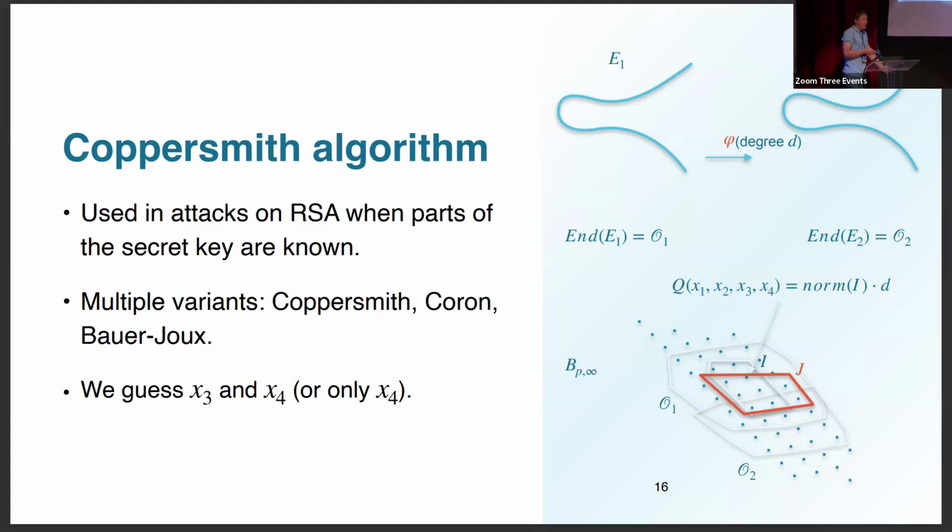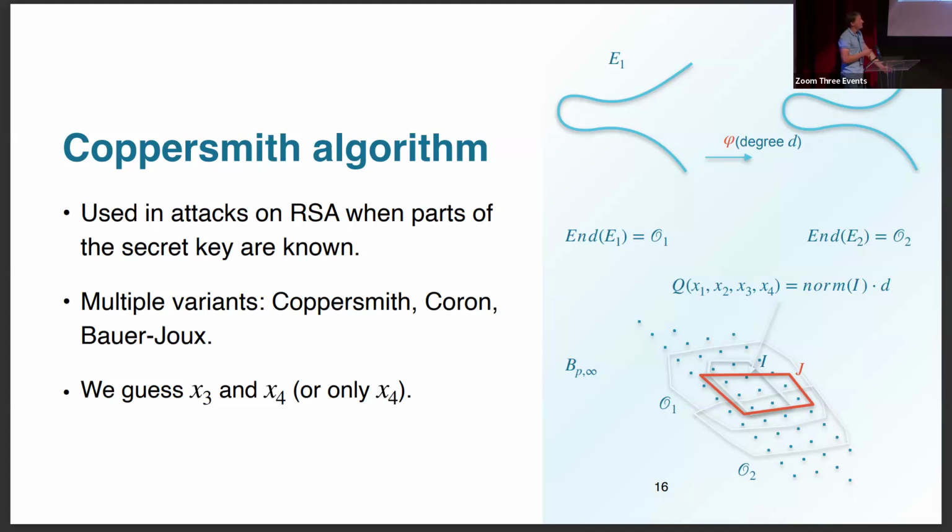Coppersmith algorithm is perhaps most notably used for RSA attacks, where some part of the key is known. And there are actually quite a lot of versions of Coppersmith algorithm. There's the original univariate Coppersmith, and then bivariate Coppersmith, and the Coron variant, which works originally on two variables, but can be extended to three and more, though it gets more difficult, and Bauer-Roux, which works on three variables.